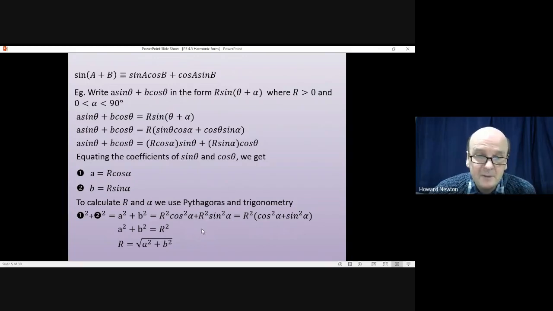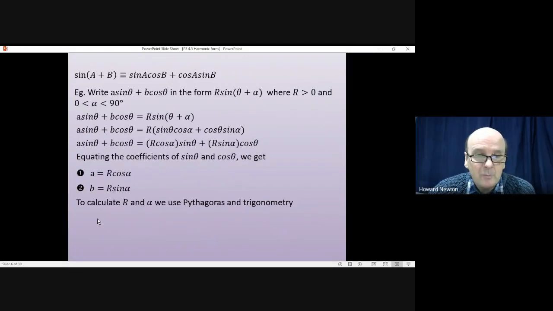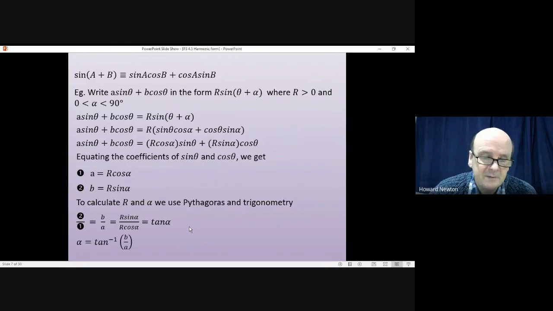To find alpha, we use trigonometry. We divide the second equation by the first equation. So on the left-hand side that gives us b divided by a, and on the right-hand side it gives us r sine alpha divided by r cos alpha. r divided by r is 1, and sine alpha divided by cos alpha is tan alpha. So that simplifies to b divided by a equals tan alpha. Then to find alpha, all we have to do is take the inverse tangent of b divided by a.